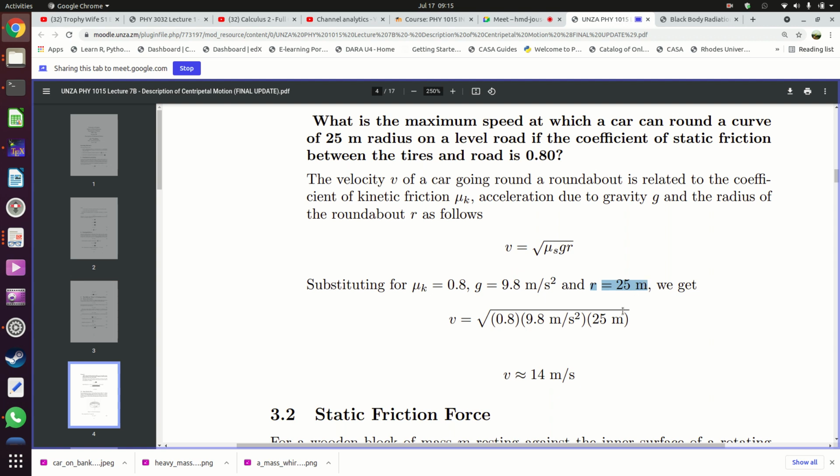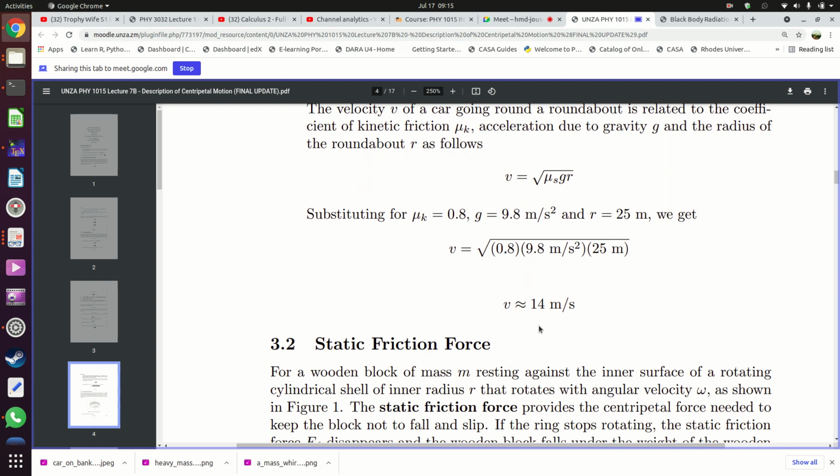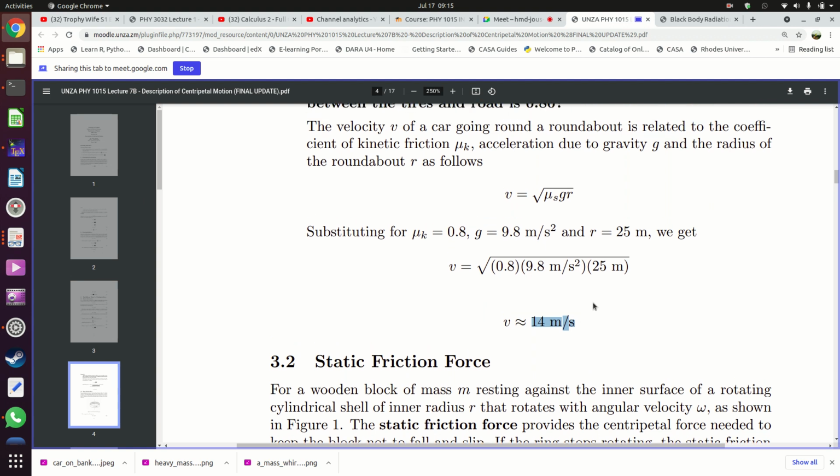Okay, so in that case, when we substitute, we end up having V is equal to the square root of 0.8 multiplied by 9.8 multiplied by 25. We end up having a velocity V which is equal to 14 meters per second. Is that clear?